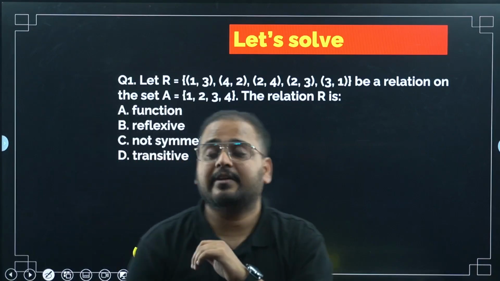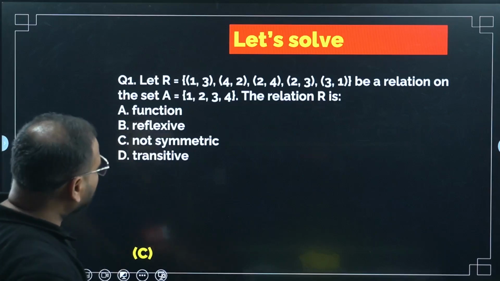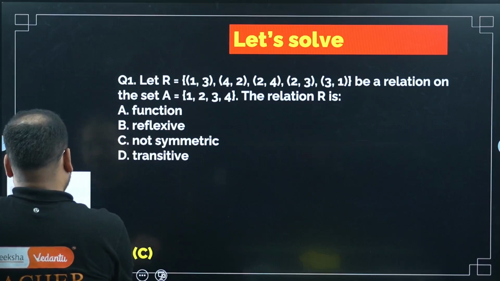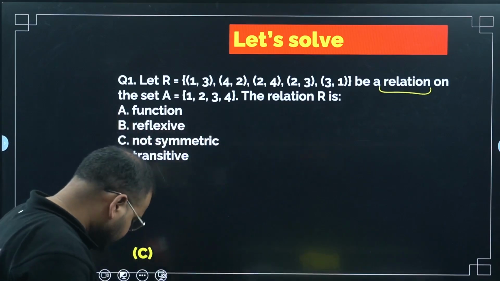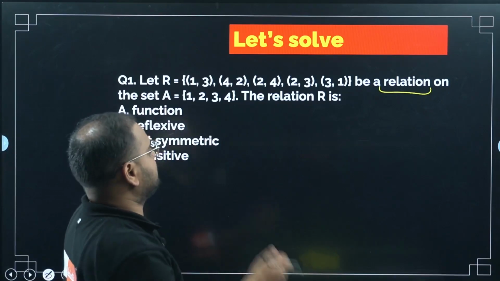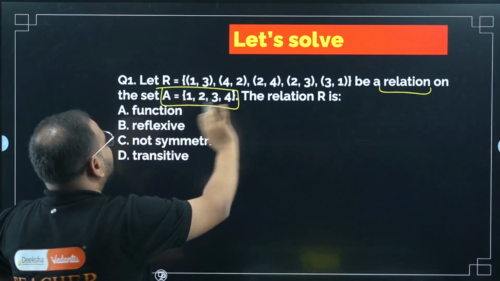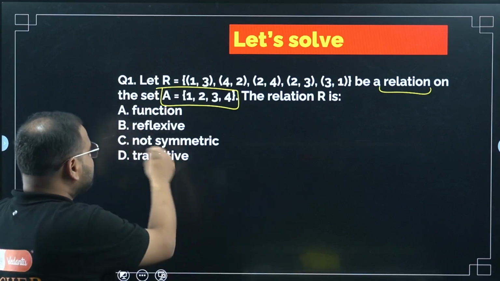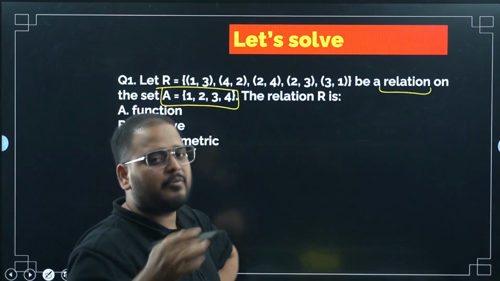What is the question saying? Let's read. A relation R is given. Why relation, sir? Because they have written a relation, nothing extra. A relation R is given as (1,3), (4,2), (2,4), (2,3), (3,1) on the set A. Now whether this relation is a function or not, reflexive or not, symmetric or not, transitive or not, we have to pick the correct option.